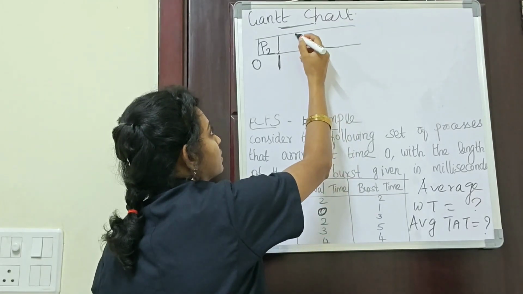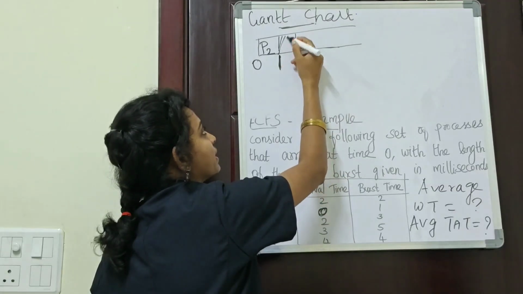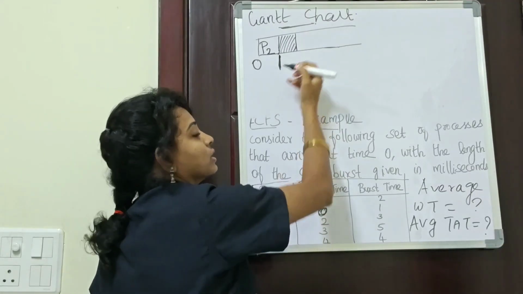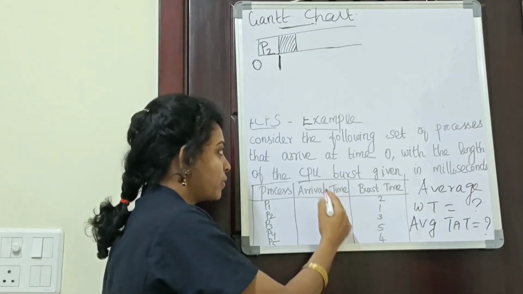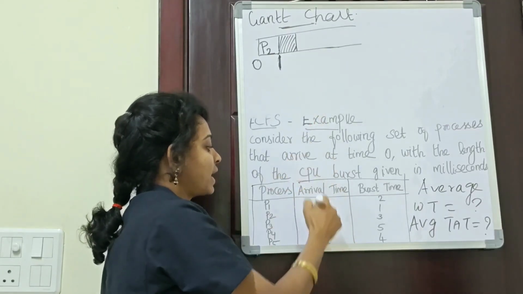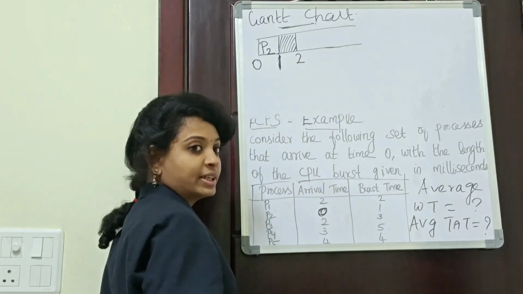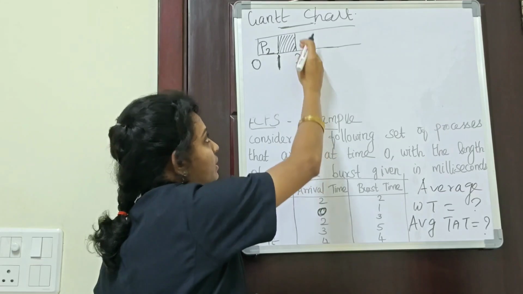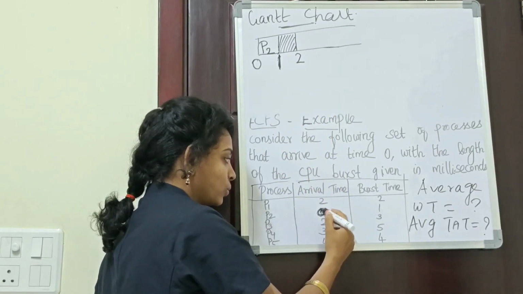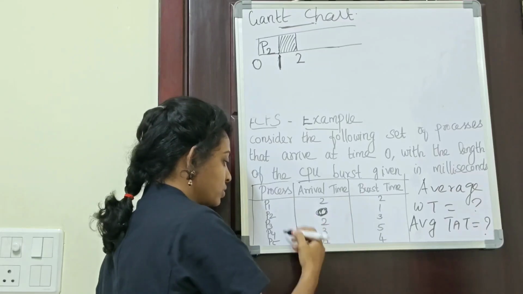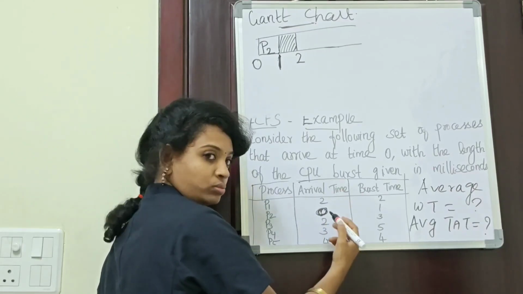So during the arrival time of 1, the CPU will be in idle state. There is no arrival at time 1, so the CPU is idle for 1. Then next, after 1 slot, just check what is the arrival time of the process in the ready queue, that is 2.